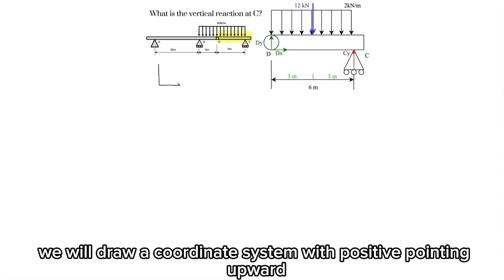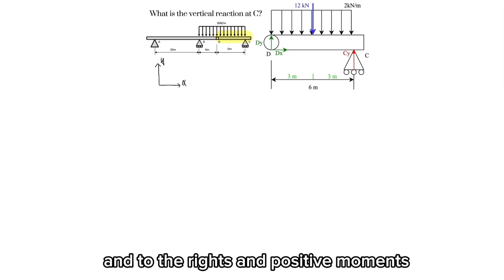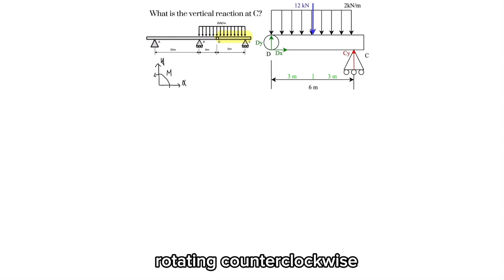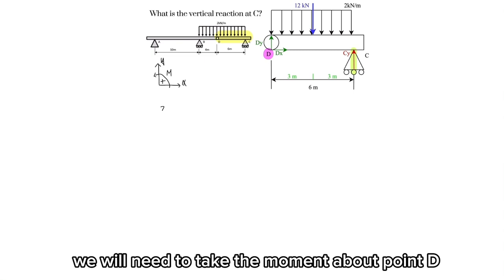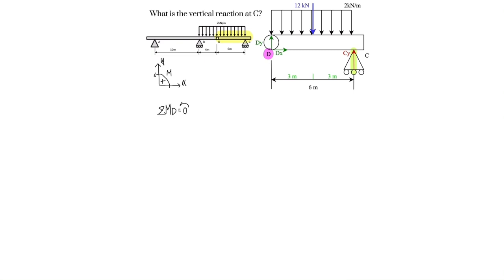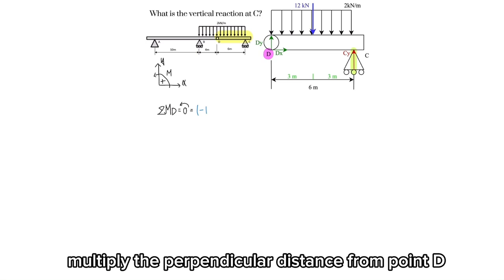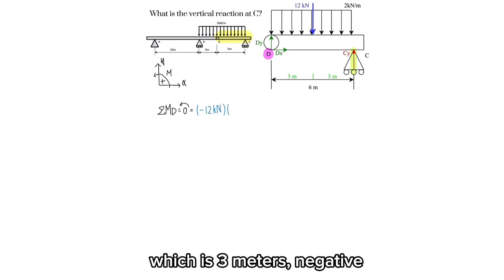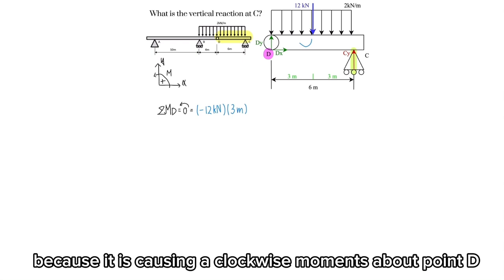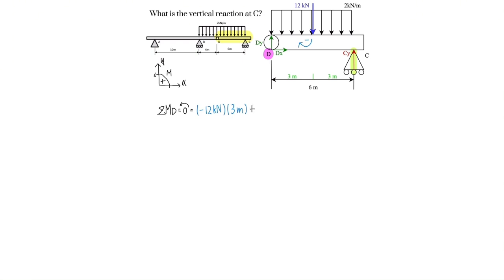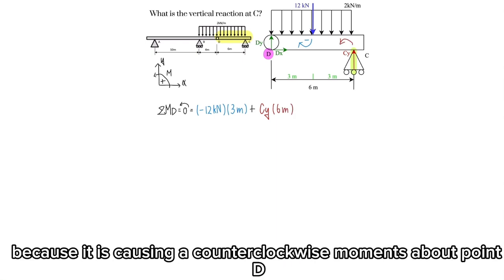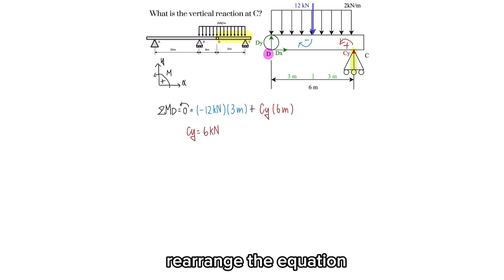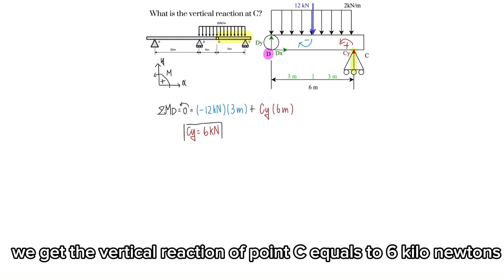We will draw a coordinate system with positive pointing upward and to the right, and positive moments rotating counterclockwise. To find the vertical reaction at point C, we will take the moment about point D, which must equal 0 in equilibrium. -12 kilonewtons multiplied by the perpendicular distance from point D, which is 3 meters. Negative, because it is causing a clockwise moment about point D, plus positive Cy multiplied by 6 meters. Positive, because it is causing a counterclockwise moment about point D. Rearranging the equation, we get the vertical reaction at point C equals 6 kilonewtons.